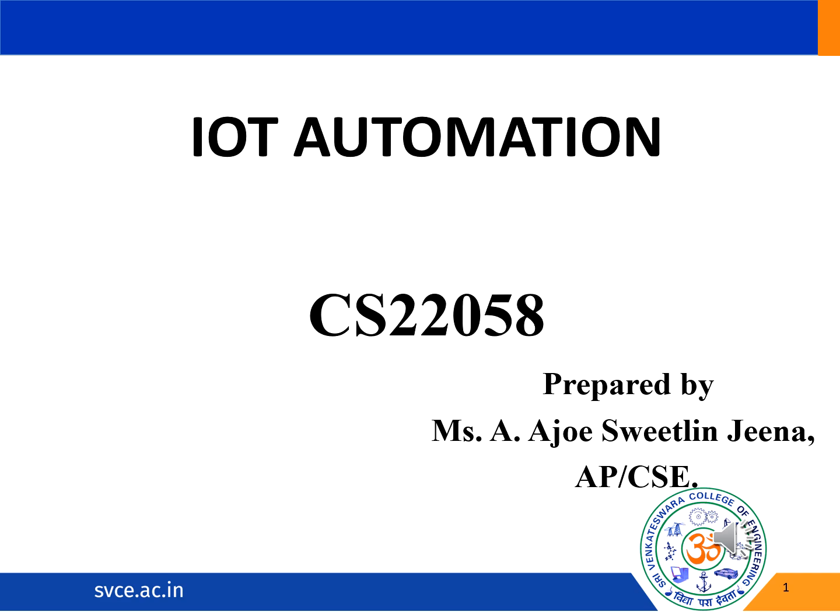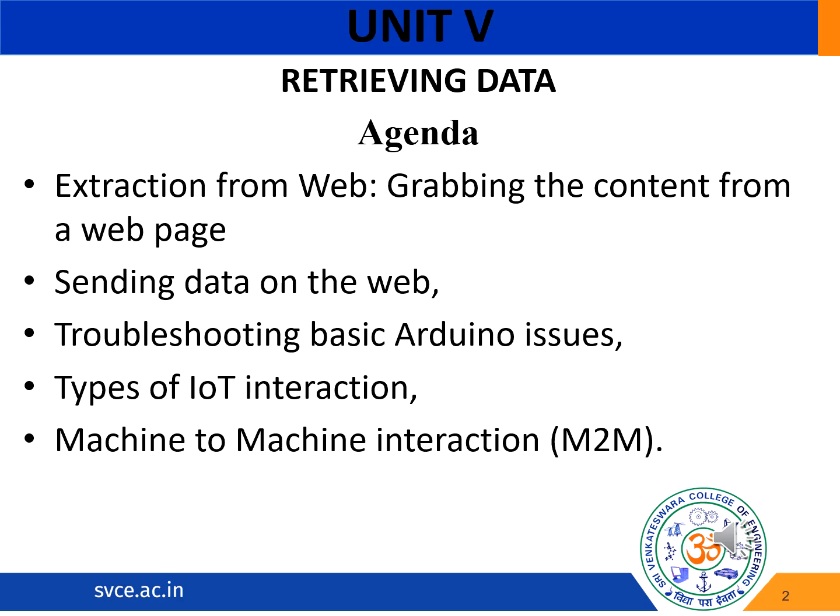Hello students, so today we'll be seeing about Unit 5. In Unit 5 you will be learning the basics of extraction of data from the web, grabbing the content from a web page, and you will be learning about sending data on the web, troubleshooting basic Arduino issues, and you will be learning about a type of IoT interaction, machine to machine interaction.